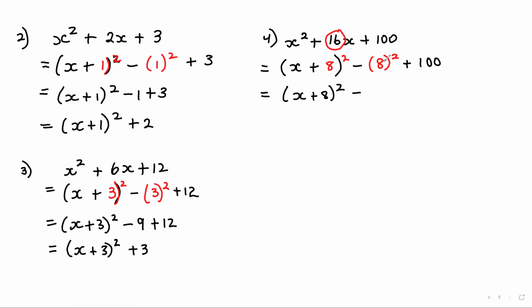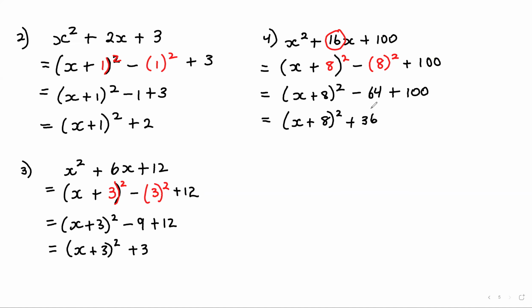What is 8 squared? Miss, 8 squared is 64. 64, right? So you'll have minus 64 plus 100, right? So this would be 100 take away 64. So then the next line, Zafi, will be x plus 8 squared. 100 take away 64 is 36. And that's your completed square format.